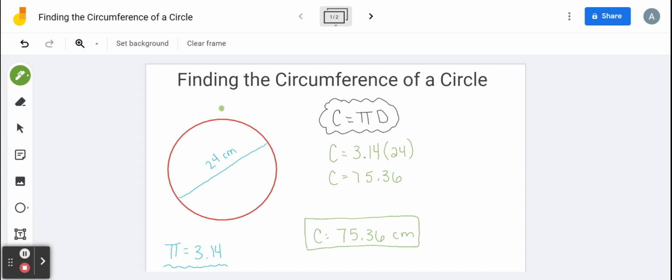Now remember, the circumference is the perimeter of the circle. So if we were building a fence, or let's say we were walking, and I like to have my students love this, but this is my friend Bob. He's my stick person. If Bob wanted to walk all the way around the circle, he would walk a circumference of 75.36 centimeters. So using the formula is going to be very big. We need to make sure that we remember the formula: C equals pi times d, which is diameter.